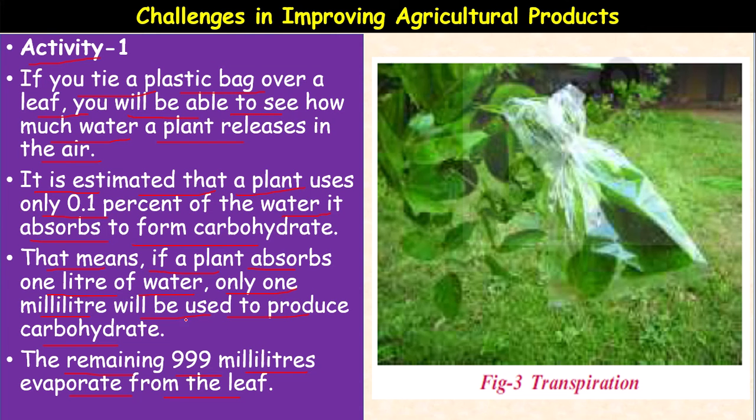So, if you take 1 liter, 1000 ml, only 1 ml of water is used by the plant for the production of carbohydrate. The remaining 999 ml will be eliminated in the form of water vapor. That process is transpiration. Okay. The relationship between the water and the crop yields. This is very important.